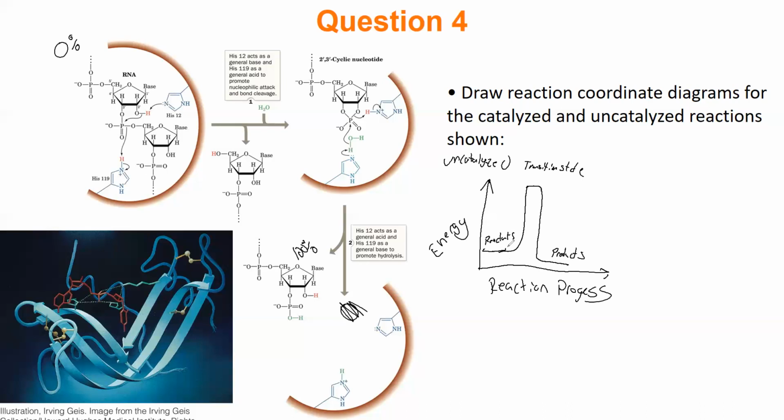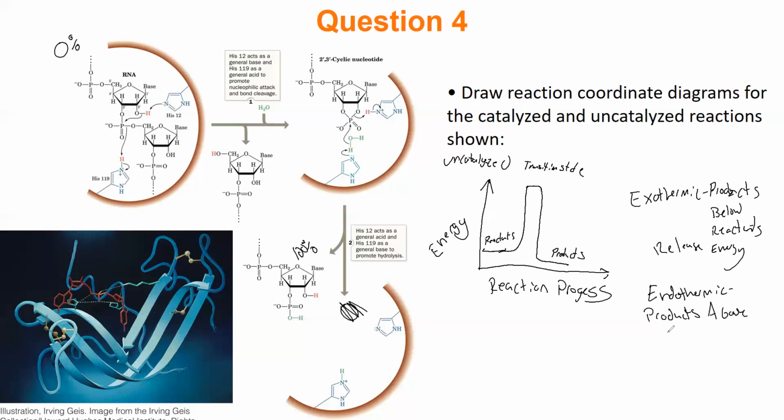Depending on if the reaction is endothermic or exothermic, the energy of the products will either be below or above your reactants. Exothermic: products below reactants, which means you release energy. While an endothermic reaction has products above reactants. To do that reaction, you have to absorb energy from your surroundings. By below and above, I just mean where I draw them relative to reactants. So that's my uncatalyzed reaction.